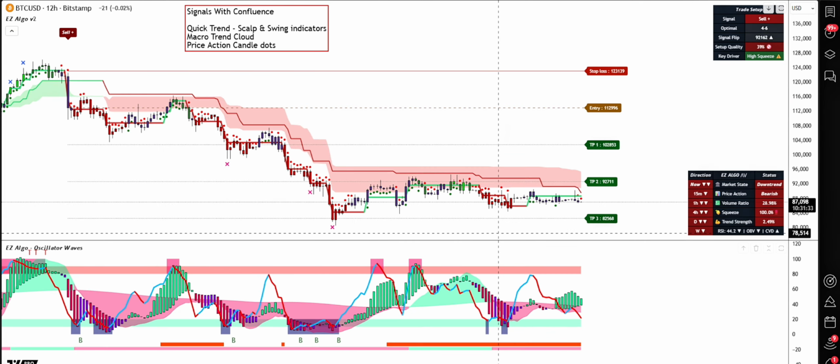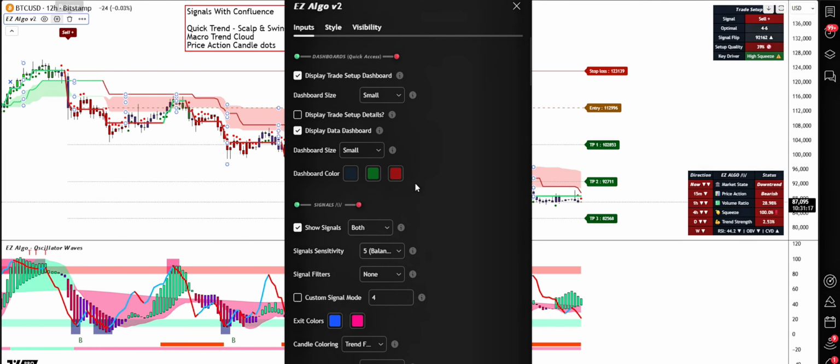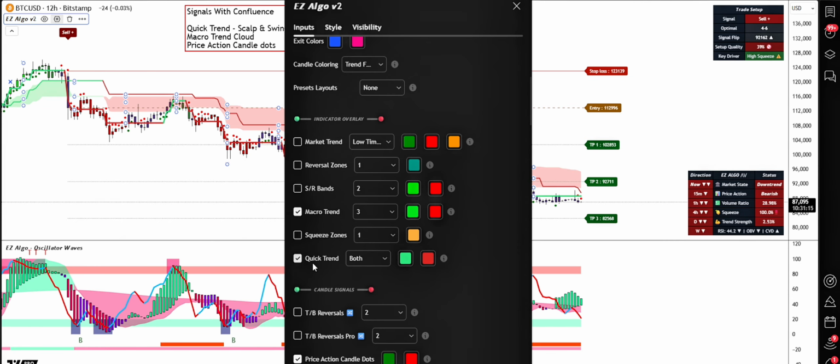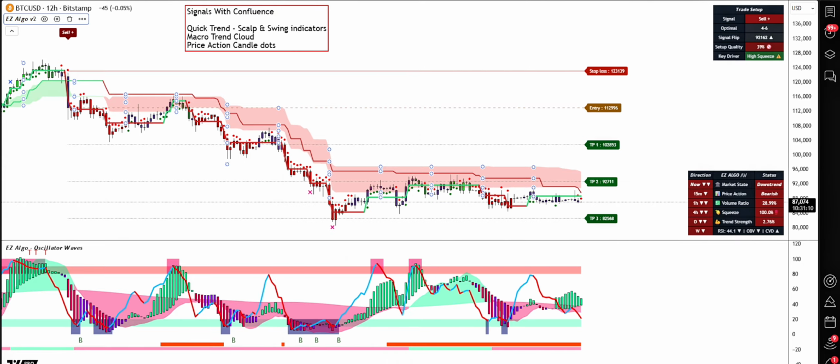All right, so another signal with Confluence that we can use as well, when we do have our buy and sell signals, we could also use our quick trend, and we can have both of these scalp and swing indicators added along with our macro trend cloud. So if you go into the script settings for V2, go down to quick trend and hit both. What that is going to do is overlay our short-term trend, how price is moving, but it's also going to give us this longer-term trend line that's going to tell us the overall price direction.